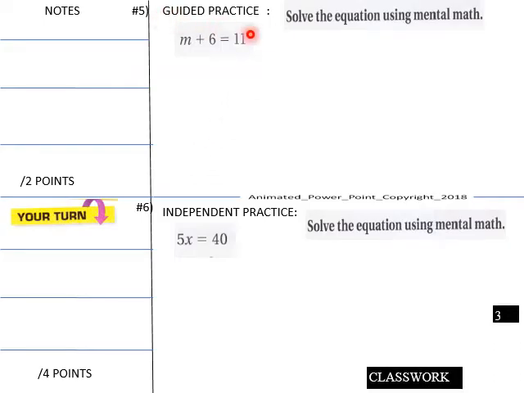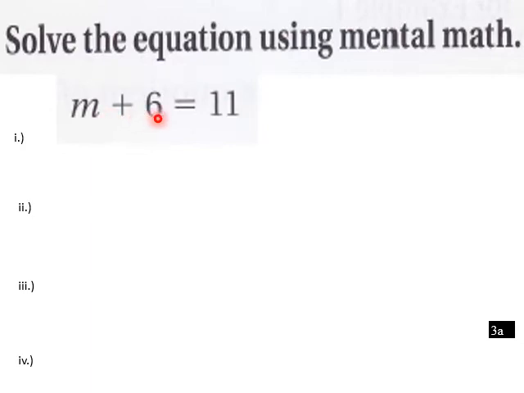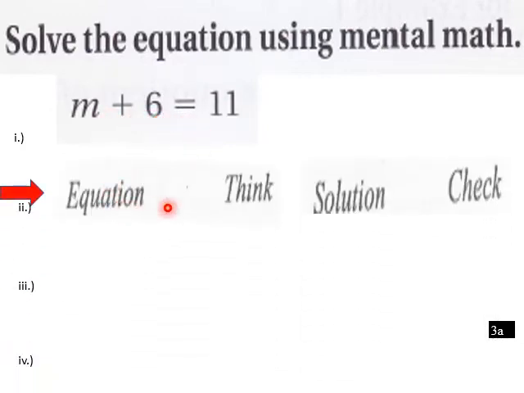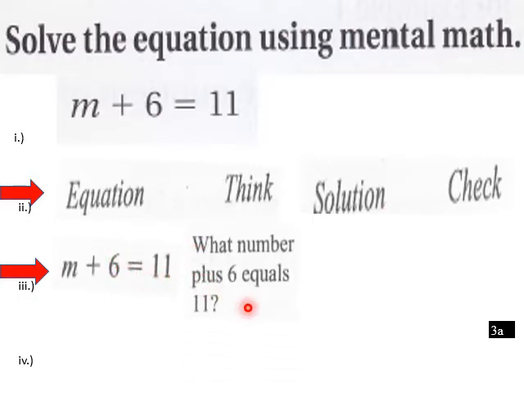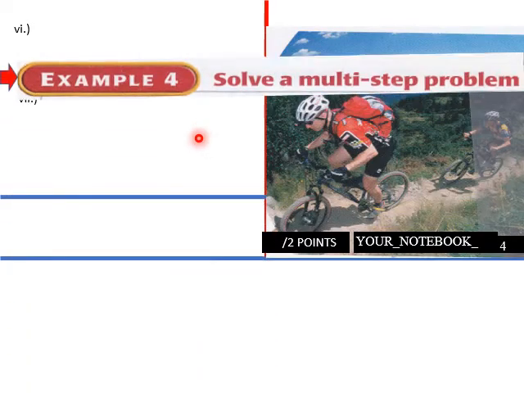So up here in our guided, solve the equation using mental math. For our guided, n plus 6 equals 11. This is yours down here, students. Let's do mental up here. Equation, think, solution, check. So we have n plus 6 equals 11. Think, what number plus 6 equals 11? Solution's 5. Plug it in and it checks. That's your whole process of using mental math to solve equations.